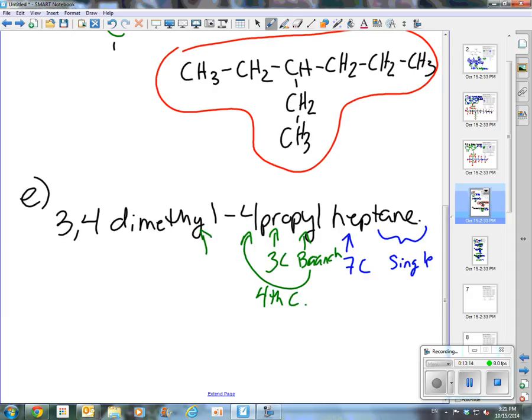Here again, yl meaning branch. Meth, meaning 1 carbon. Di meaning that I have 2 of them. And where are those 2? Well, they're on the 3rd and 4th carbons here. Carbon 3 and 4, okay? So 3rd and 4th carbon.